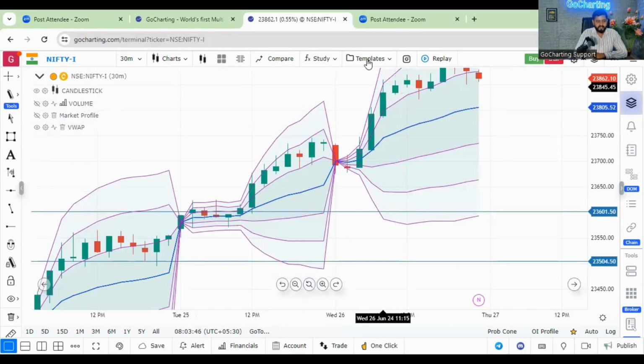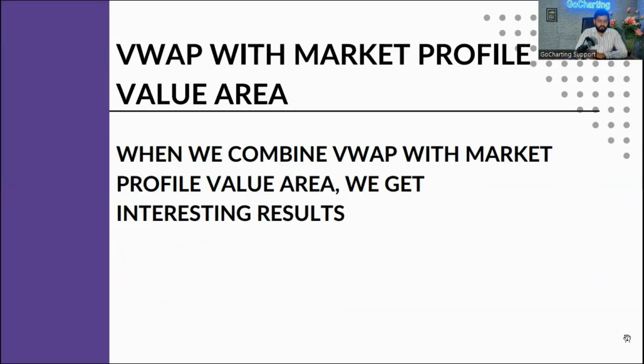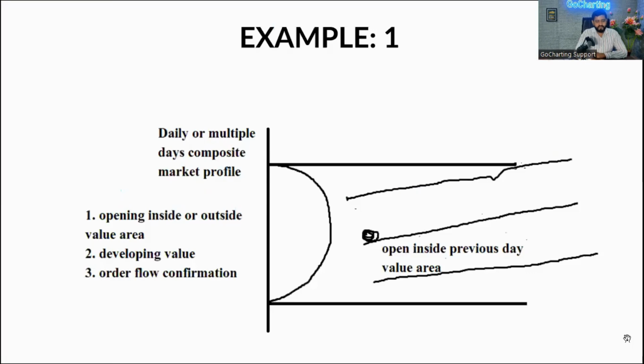Let's go to the slide again. So now let's talk about combining VWAP with the market profile value area, and we get interesting results. So for example, that's what I have just explained to you. So this is the previous day value area. The market is opening inside the previous day value area. It means that the market is accepting the previous value. And now you see the VWAP is flat.